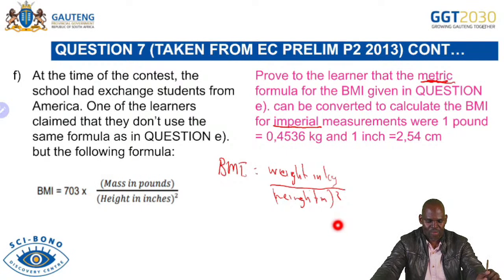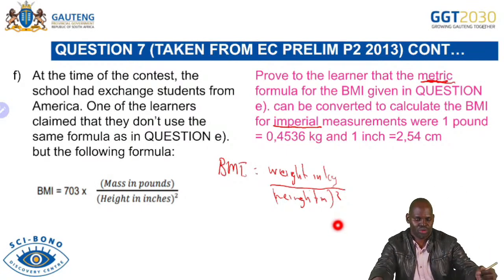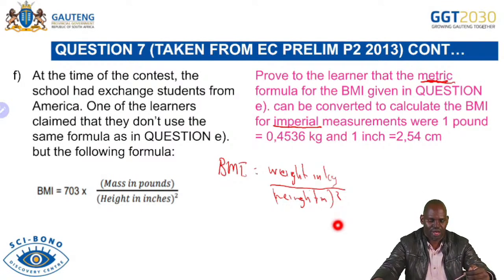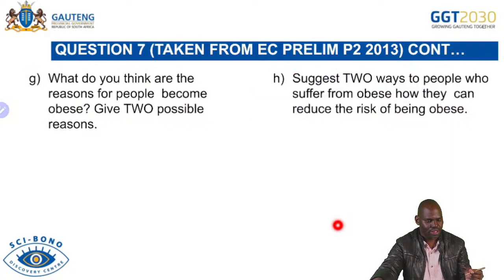Now, what are we supposed to prove here? We need to prove to this learner that even if they are using a different formula, they must still get the same BMI. The BMI must still be the same. So the BMI must still be the same.